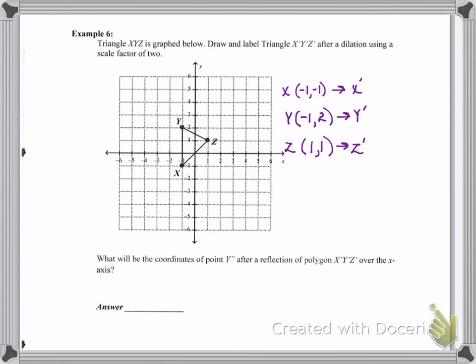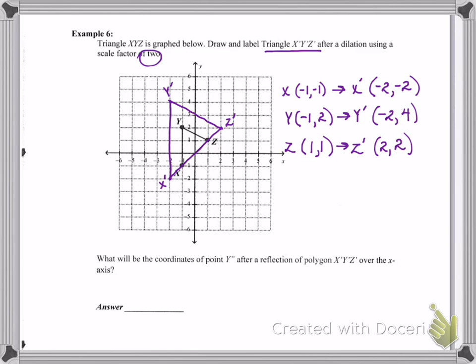So for the last example, we want to look at the triangle that's given, and we want to use a scale factor of 2 to find the new image, the new triangle X, Y, Z after a dilation. So I've already written the original ordered pairs for X, Y, and Z to the side, and then I'm going to multiply each of those by 2 to get my new ordered pairs for the image. So the image of X is going to give me -2, -2. The image of Y will be at -2, 4, and the image of Z will be at 2, 2. And then I want to plot those on the graph.